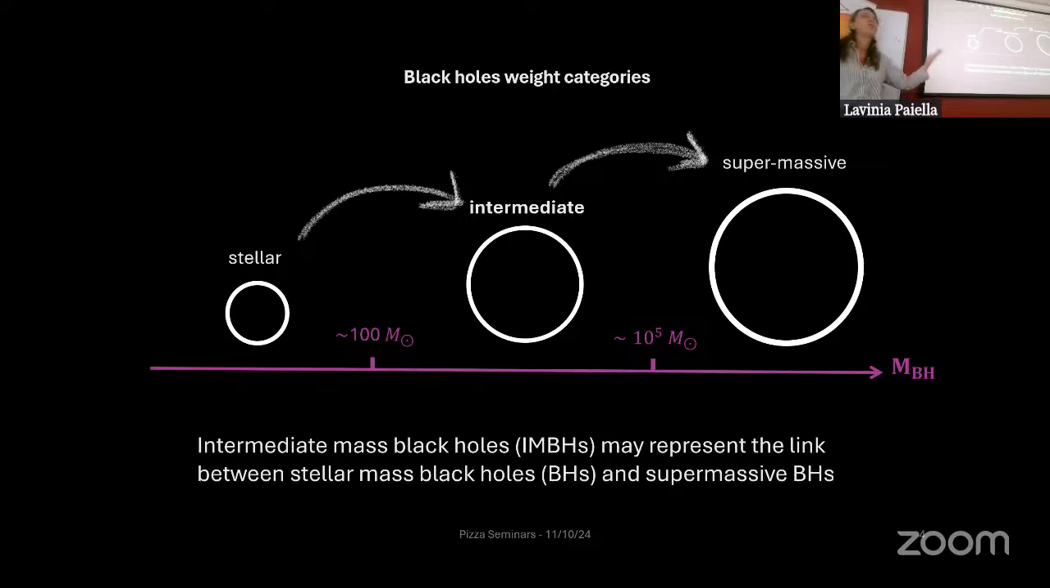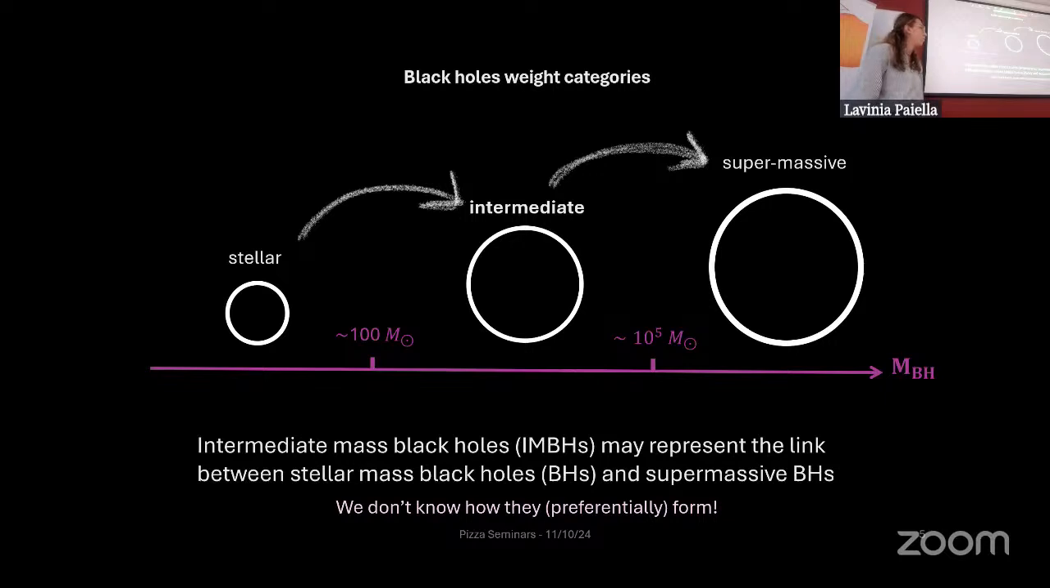As you can imagine, these black holes are very interesting because they may reveal something about the connection between these two categories and whether this connection exists. By themselves they are really interesting also because they may be seeds for the formation of supermassive black holes. So basically the building blocks from which you want to start to build a supermassive black hole.